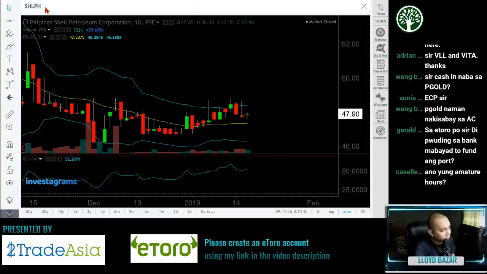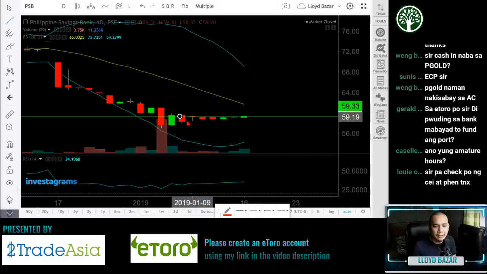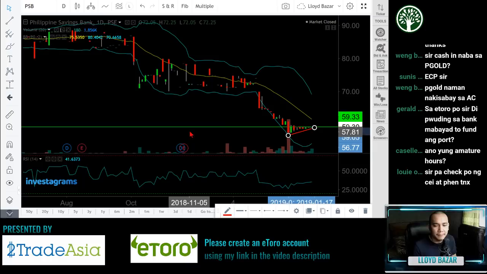Next up is PSB. Alright, PSB, ascending triangle at the bottom part. One of my favorite technical analysis. So, pag nag-breakout yan, actually, okay na nga yan eh. For me, alright, volume is starting to pick up. Guys, habang maaga pa, pasukin nyo na po yan. Right? PSB.